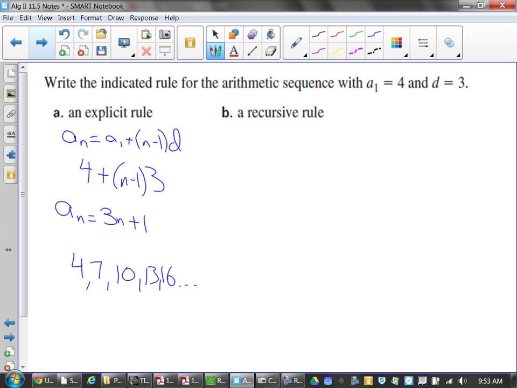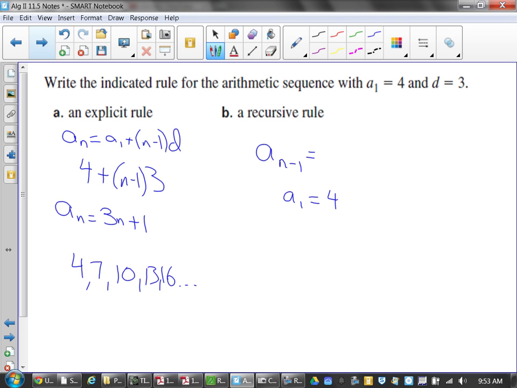So when you set this up then to write out a rule for the recursive, I'm going to look at it in terms of the prior term. When we look at the prior term, there's my recursive. Okay. I have to state what my first term is going to be. So as soon as you start to write out what your recursive is, right below that, your first term is 4. Does that make sense?